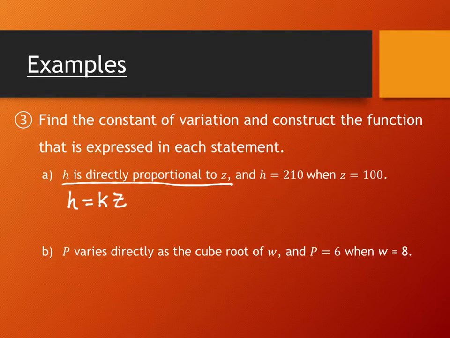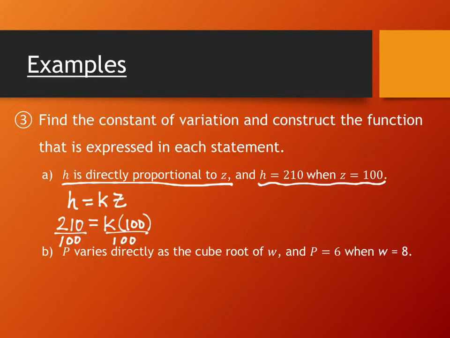Is that okay? The next thing that will happen is that they will give us H and Z. There's only 3 letters. They gave us 2 of them. We should be able to solve for the third. So H is 210. K is what we're trying to find. And Z is 100. So what would I do then to solve for K? Yeah, I'll divide by 100.